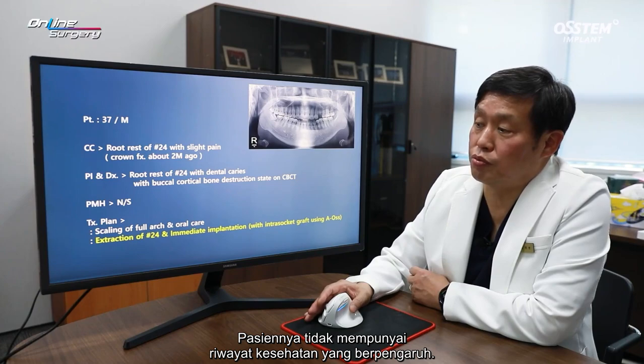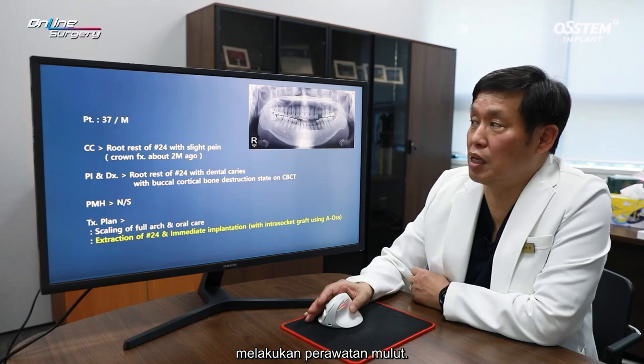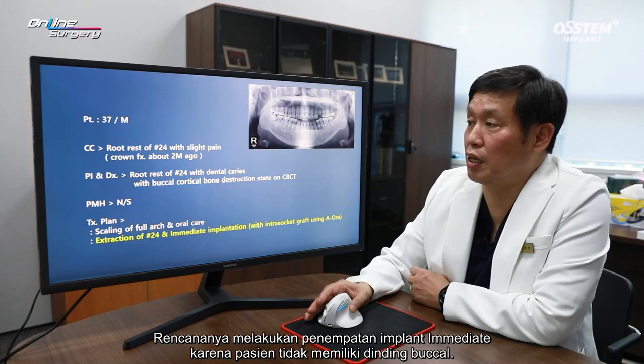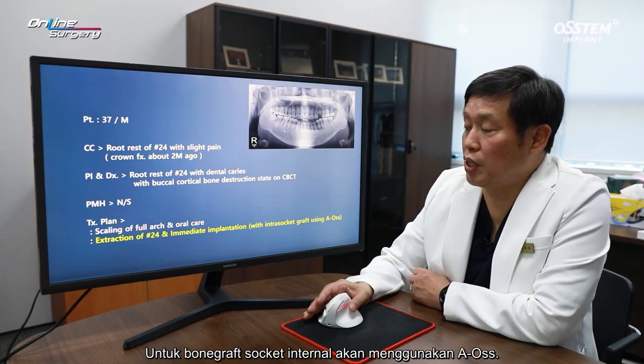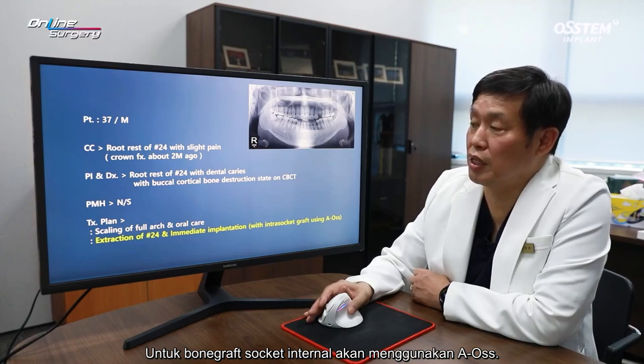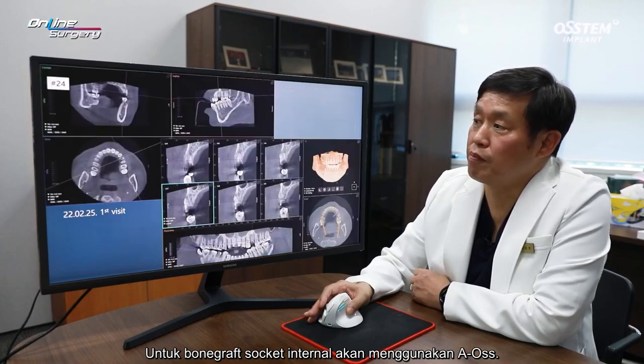The treatment plan: the patient did not have any special medical history. Oral care was provided. Number 24 was to be extracted. Immediate implant placement was planned because the patient had no buccal wall. As for the internal socket graft, EOS will be used.